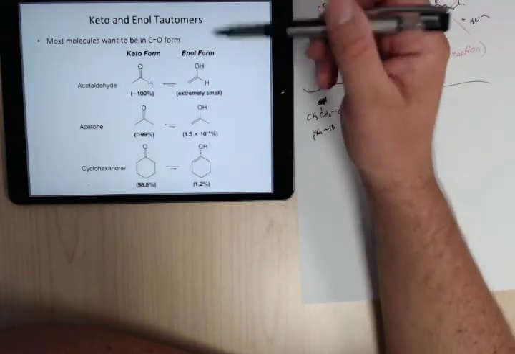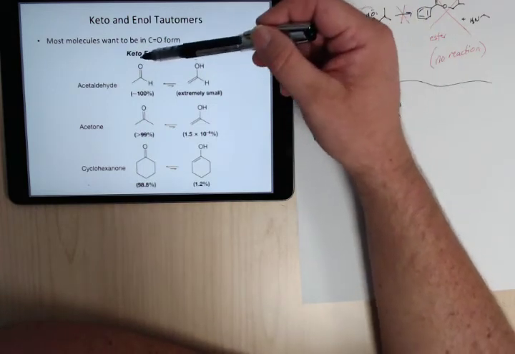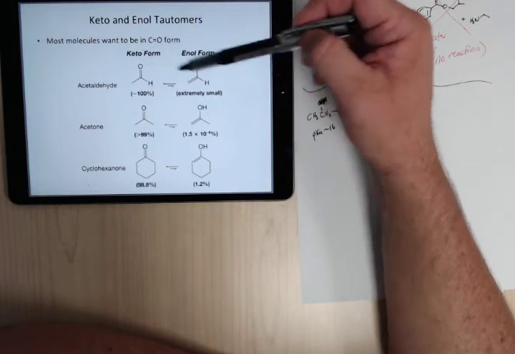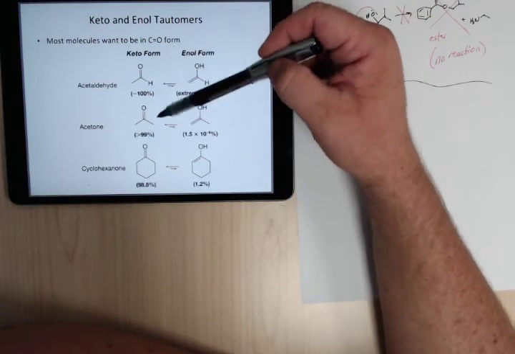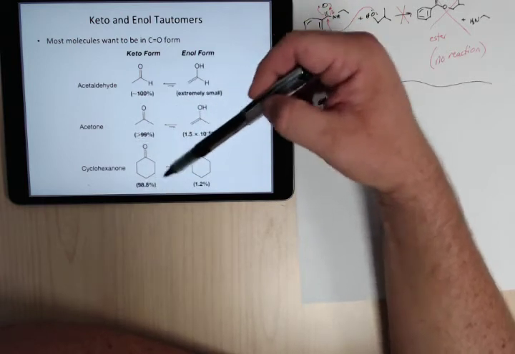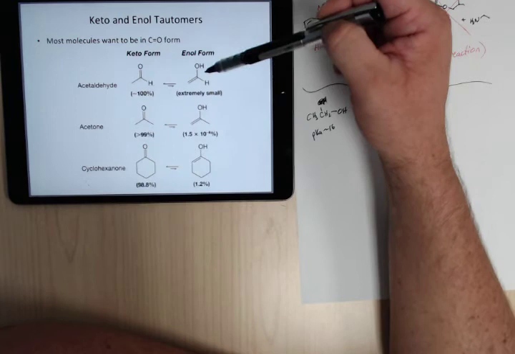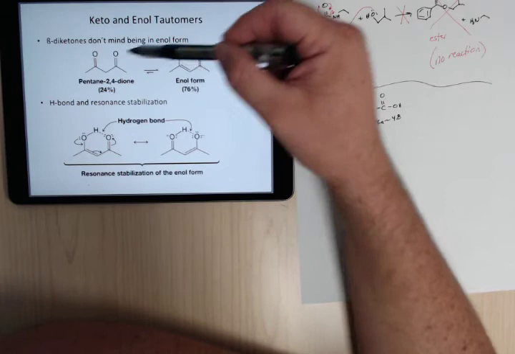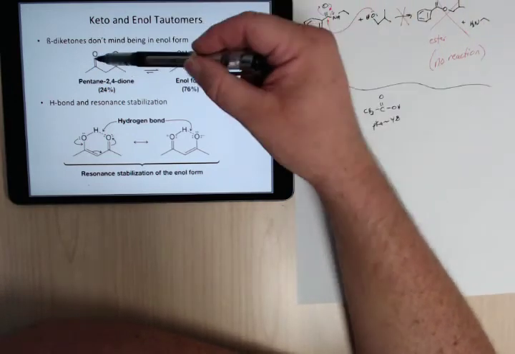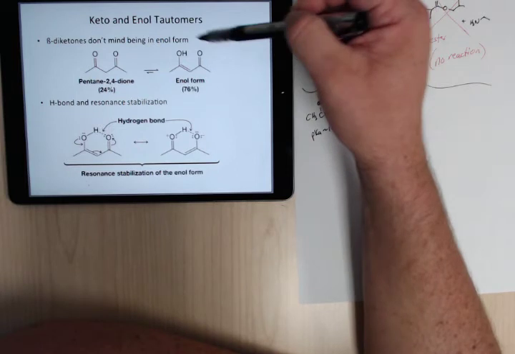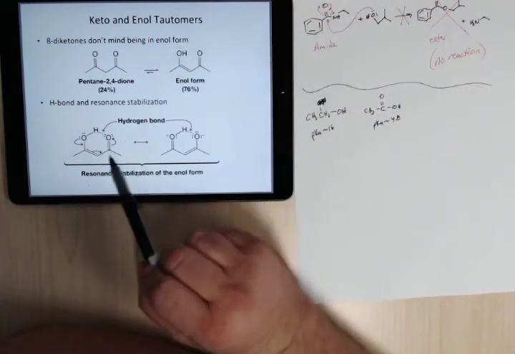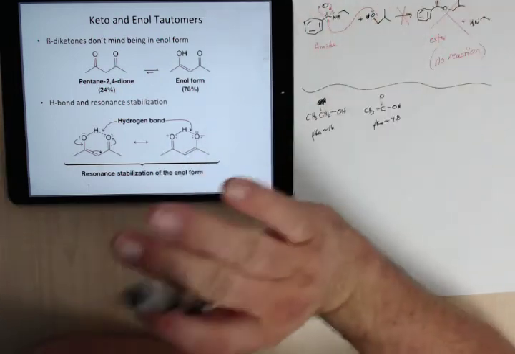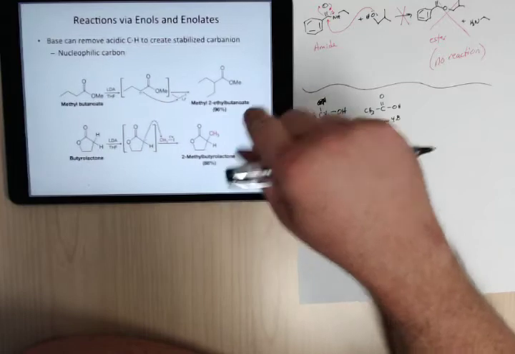So, okay. Now, for the most part, the molecule is going to want to be in the C double bond O form, the keto form. Acetaldehyde is almost 100% this. Same with acetone. Cyclohexanone is 99% this. Only a very small amount is going to be in the enol form. The exception is the beta-diketones, which we'll talk about later in the chapter. They're kind of quirky, and in fact, they want to be in the enol form because you can get nice hydrogen bonding, which helps stabilize the molecule. But that's a known quirk of these things.